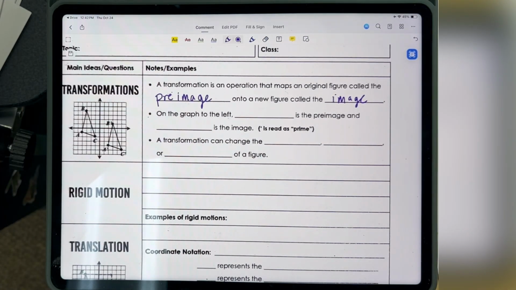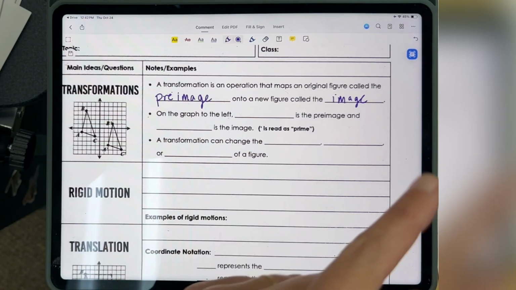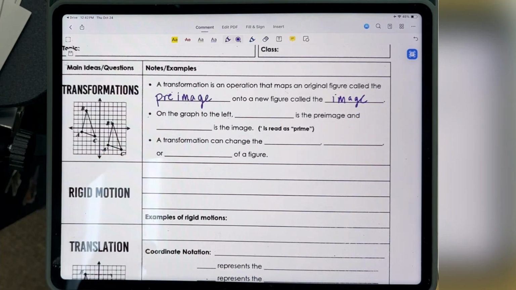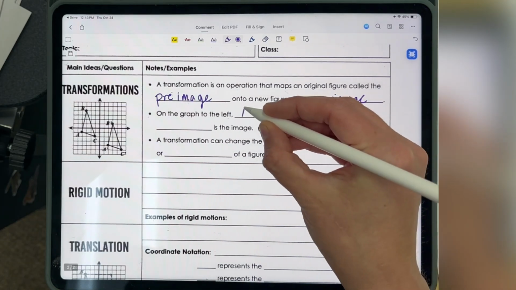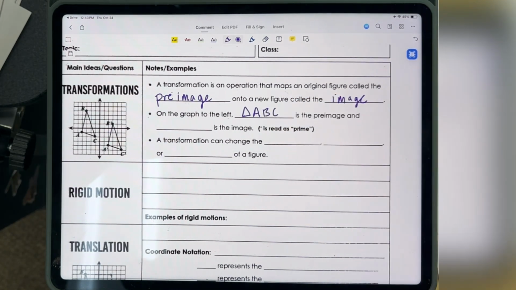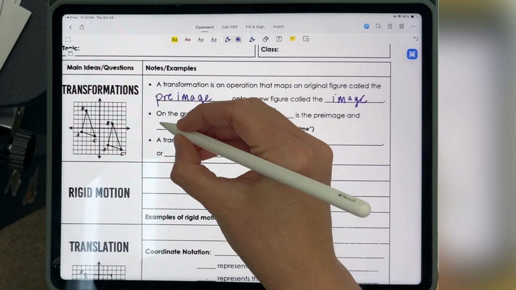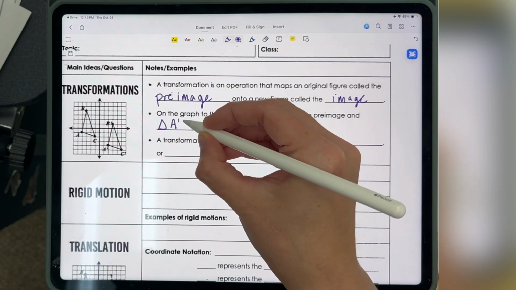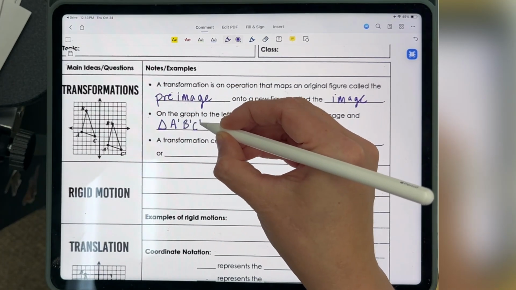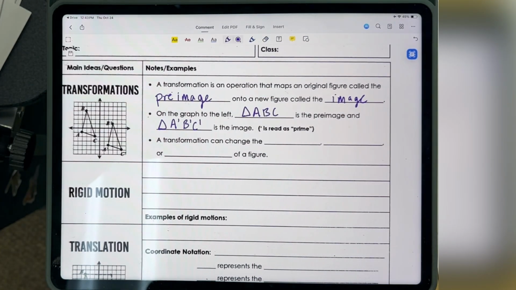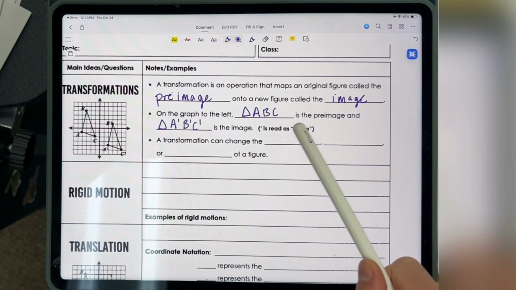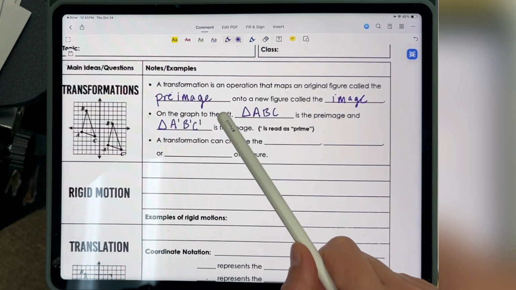So the pre-image is a figure that's already given to you. It will be already there. It was drawn pre this time. What you're going to do is create a new image, and that's why it's called the image. On the graph to the left, triangle A, B, C is the pre-image, and triangle A prime, B prime, C prime is the image. Those dashes look like exponents. They're called primes. This is the one that's drawn second. So always the original letters are the pre-image, and every time you draw a dash, that's a move it makes.